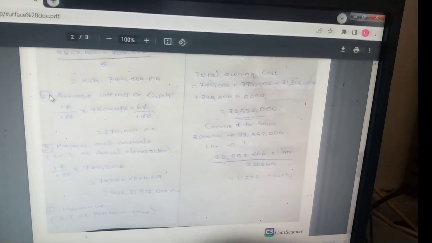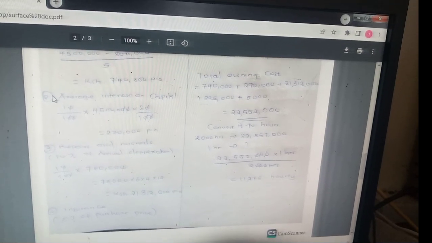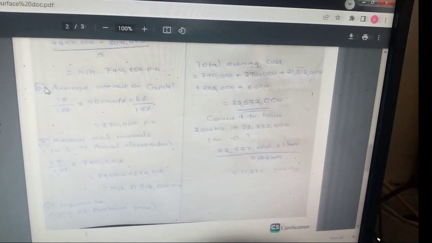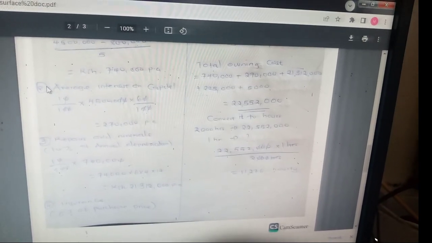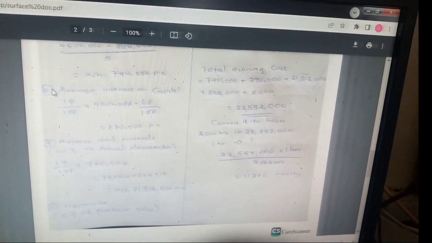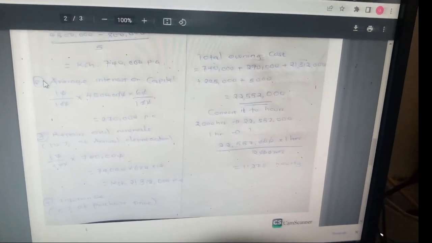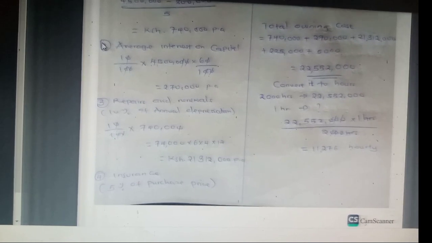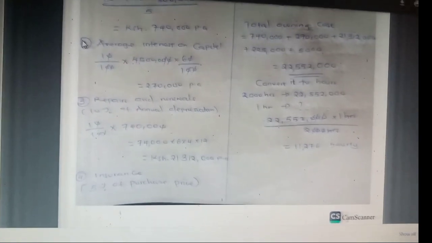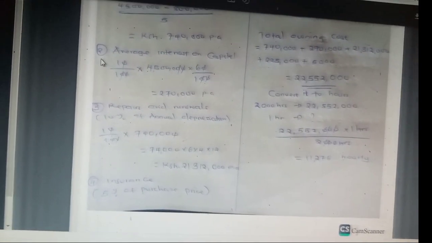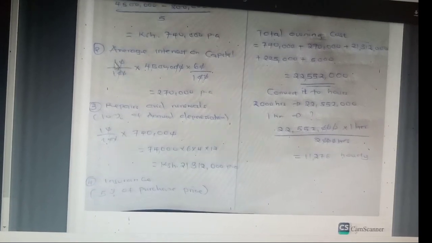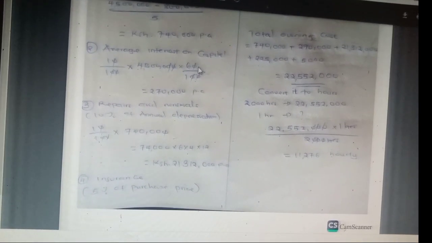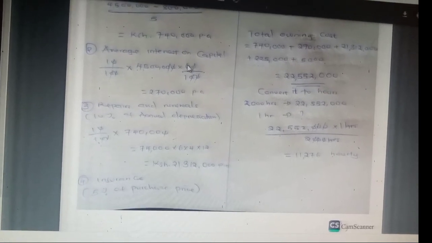The next owning cost is the average interest on capital, which is 10%. We were told in the data that it is 10% of the purchase price. So you take 10% of 4.5 million, then we have the 60 over 100.